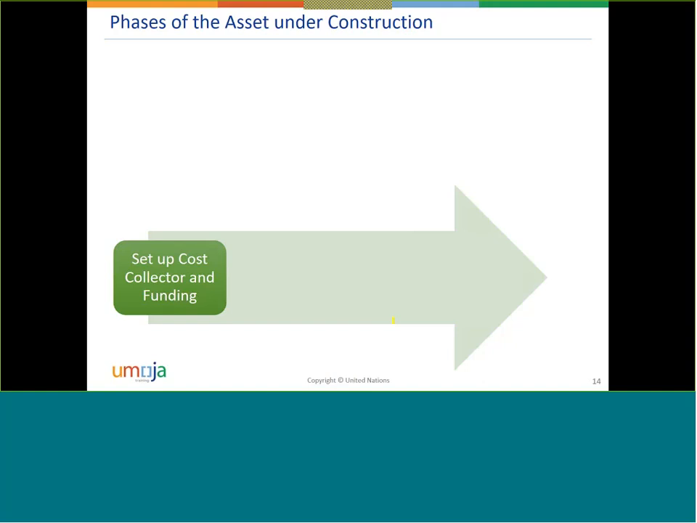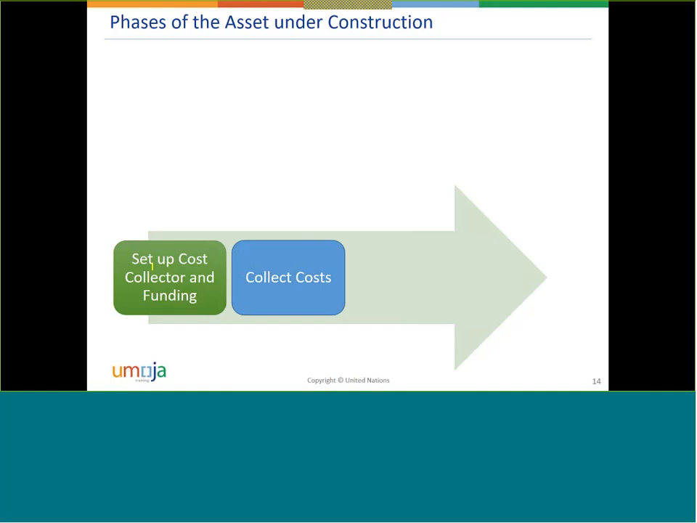Okay. So this is a very good slide and a good summary of the different phases in the assets under construction. The process will start with the setting up of cost collector and funding. The cost collector is basically the project that we'll need to create for the system to be able to capture costs. And the funding is allotting budget to this particular project.